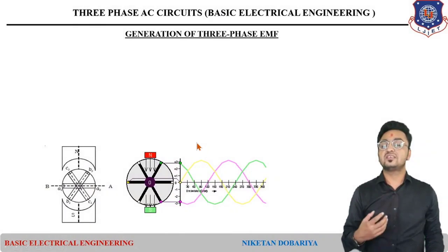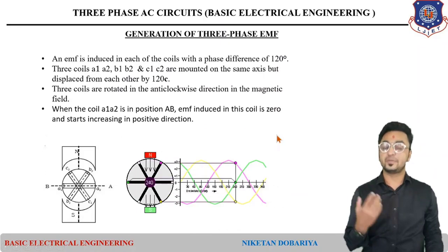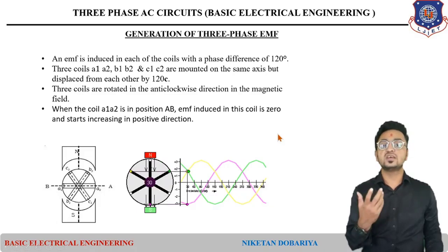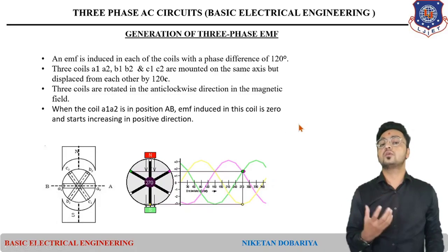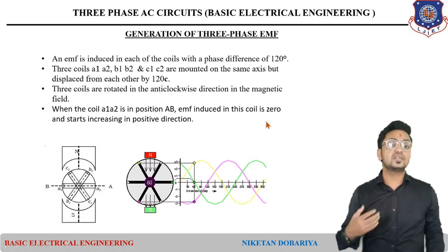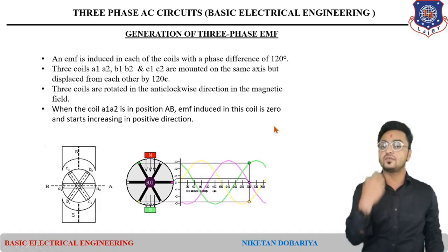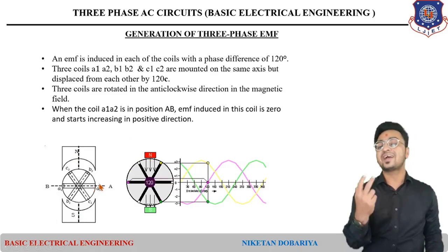So these are the principles based on which this EMF will be generated, and based on this, the three-phase AC generator will be designed. So let's discuss the basic structure of a three-phase AC generator. As we discussed, for that we mainly need a magnetic field. That is our first requirement. And to produce that, we have arranged two magnets over here.